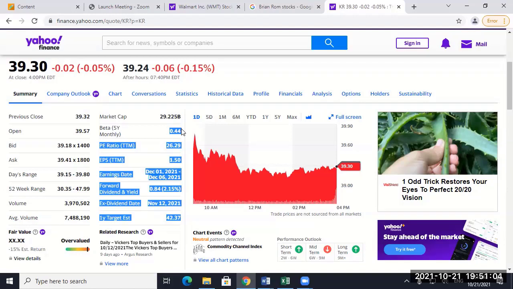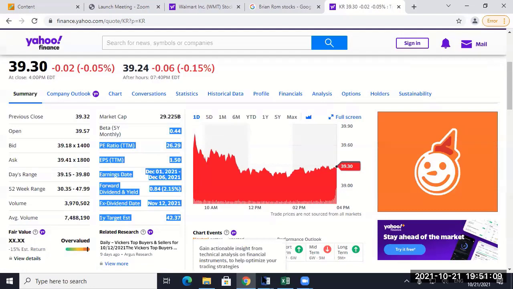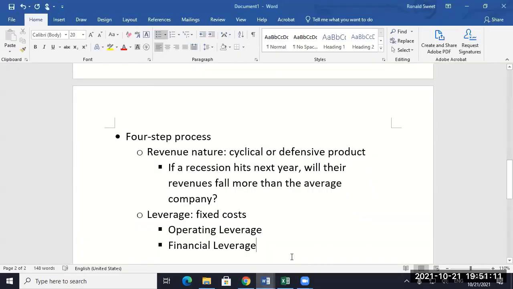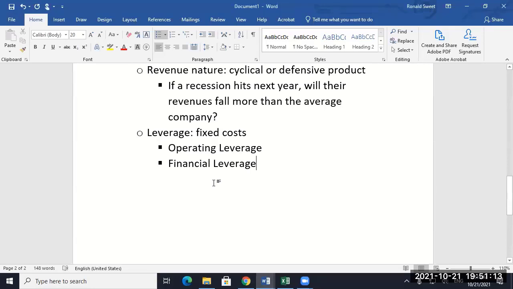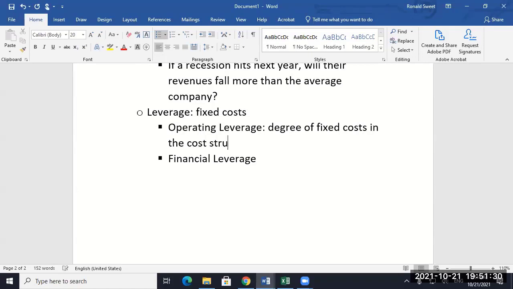Kroger's probably did okay through the whole lockdown. I mean, when's the last time you stood in line for an hour to go grocery shopping? I did that at HEB. It's pretty unusual, right? Right, so that's operating leverage. That's the degree of fixed cost and cost structure.